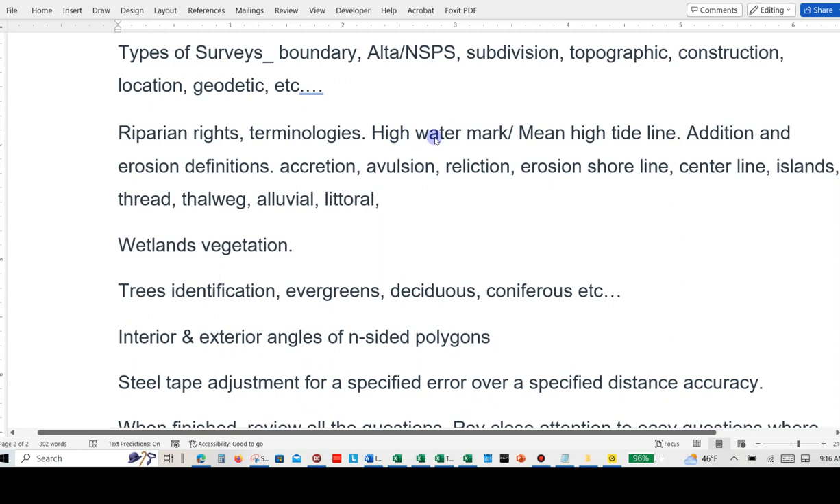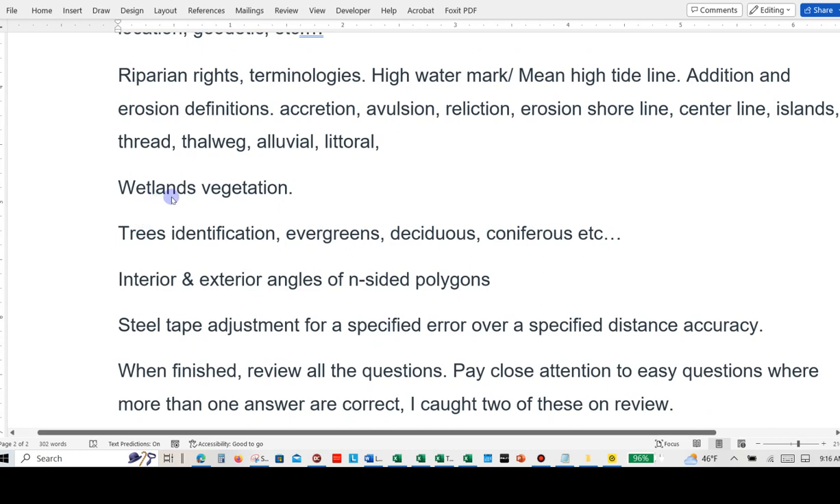Riparian rights, understanding the terminology and what they mean. Well, Garrett, there was a lot. There were maybe 5 questions on riparian rights: thalweg, accretion, avulsion, reliction, erosion, shoreline, center lines, islands, threads, all that stuff. Just study that because there are a lot of questions on it. Some of it was on the wetland vegetation, evergreens, deciduous, coniferous. Yeah, it was just on there.